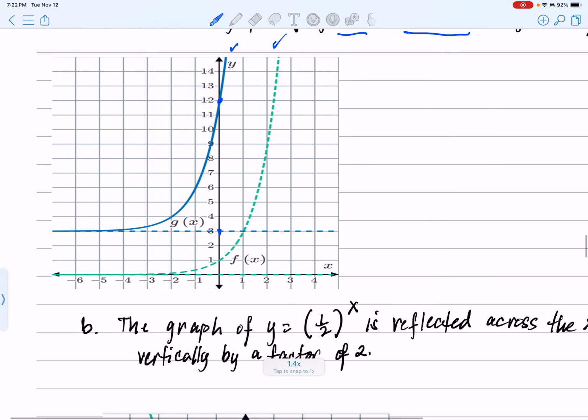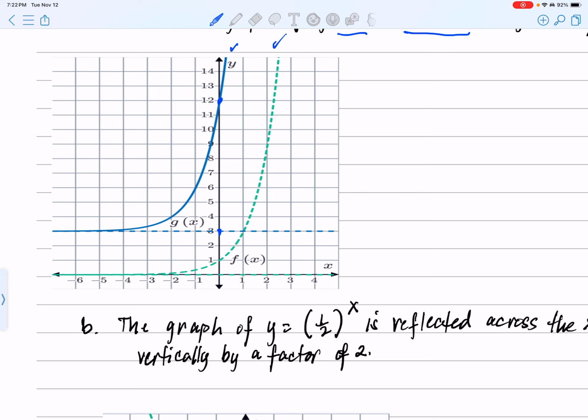What else would that be? The y-intercept, sorry for that. I need some water. Okay.